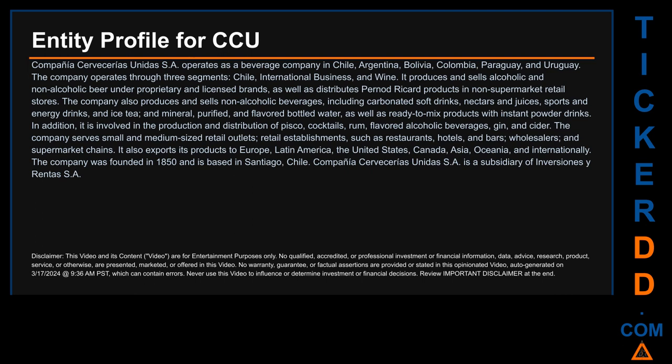powder drinks. In addition, it is involved in the production and distribution of pisco cocktails, rum-flavored alcoholic beverages, gin and cider. The company serves small and medium-sized retail outlets, retail establishments such as restaurants, hotels and bars, wholesalers and supermarket chains. It also exports its products to Europe, Latin America, the United States, Canada, Asia, Oceania and internationally. The company was founded in 1850 and is based in Santiago, Chile. Compañía Cervecerías Unidas S.A. is a subsidiary of Inversiones y Rentas S.A.